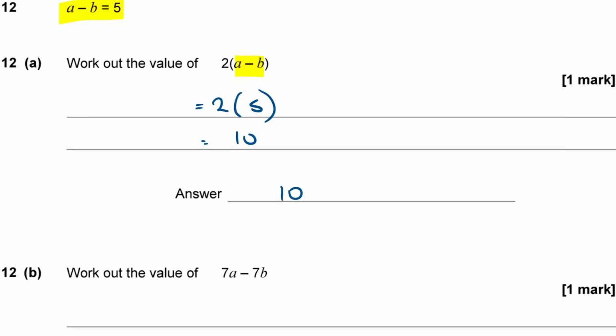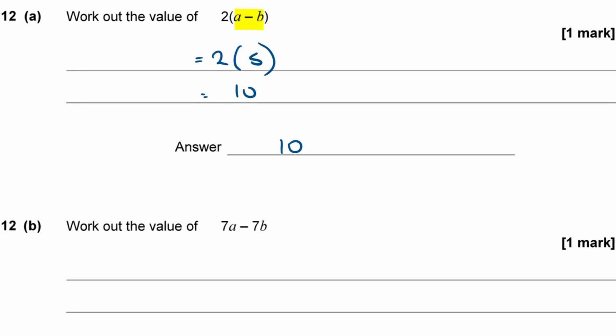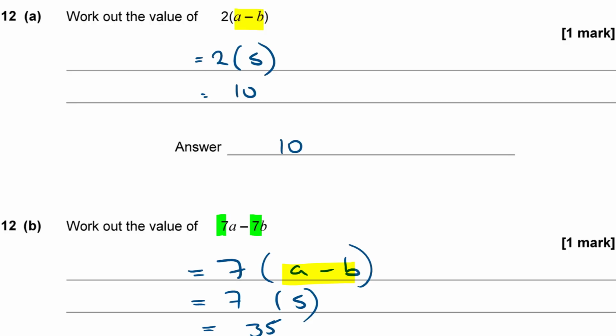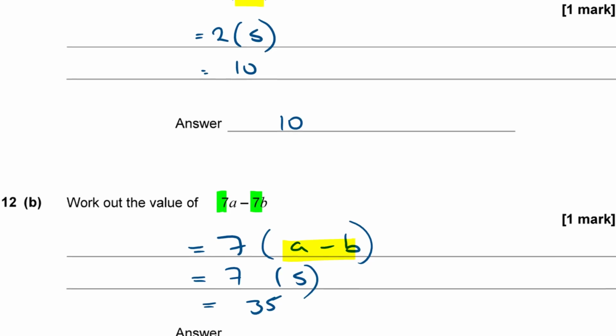Okay, so work out the value of 2 lots of A minus B. The answer is 10. Now part B says work out the value of 7A minus 7B. Now can we do something similar here? Now you notice I've got a 7 and a 7 in both terms. So they're common, aren't they? So I can factorize out that 7 and rewrite this expression as 7 lots of A minus B. Now again, I've got this expression at the end here, which is A minus B, and I know that that is worth 5. So then I can do the same thing. I can replace it with the value 5, and 7 5s are 35. So 7A minus 7B must be equal to 35.